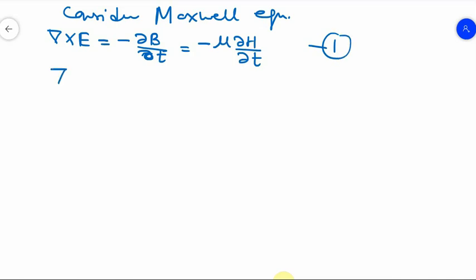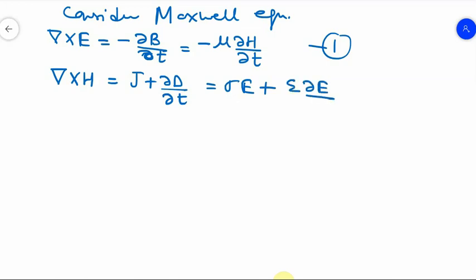Now we have the next Maxwell equation, that is del cross H equals to J plus del D upon del T, from displacement current density. In place of J we can write sigma E, and in place of capital D we can write epsilon E. So it is sigma E plus epsilon del E upon del T, and this one is your equation 2.